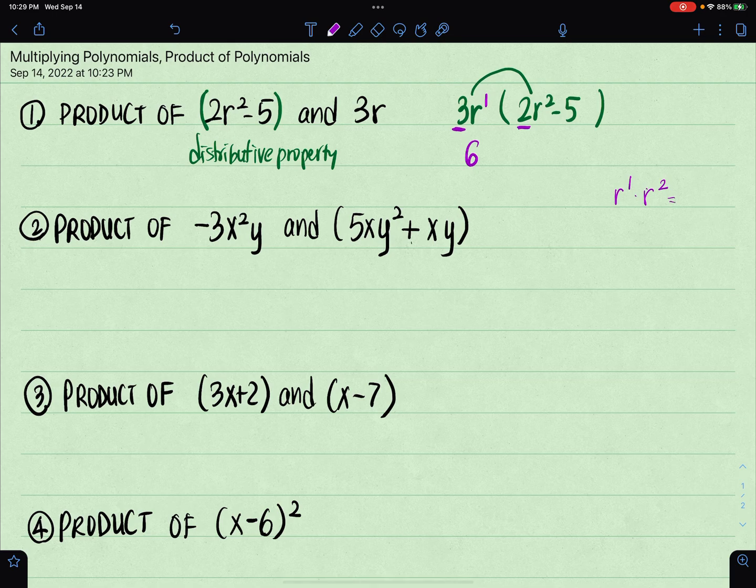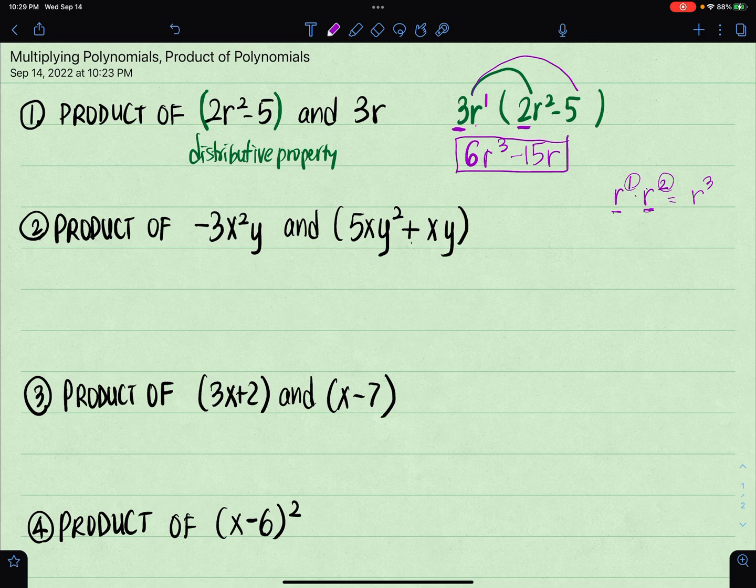When you multiply by the same base, you keep the base and you add the exponents. So we have 1 plus 2, which is 3. So if you look over here, r to the first times r to the second is r to the third. Next part. 3 times negative 5 is negative 15. And then you copy down the r. So this is our final answer in standard form, from highest degree to lowest degree.